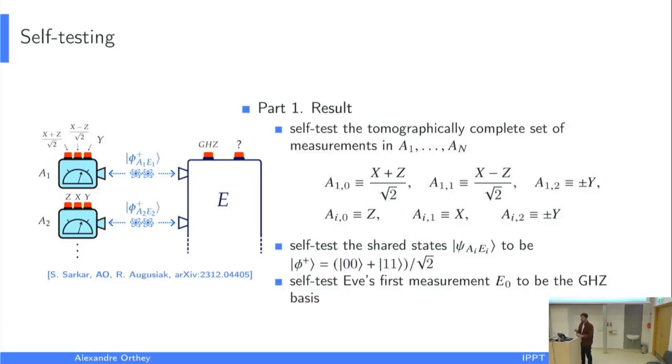First, the 3 measurements that the first Alice is performing are x plus z, x minus z, and y. For all the other Alices they are z, x, and y. The source is producing phi plus states, pairs of 2 qubits, maximally entangled. And the first measurement that Eve performs is the measurement that comes from the GHZ basis. So you see, I took part of the data to self-test part of the network.